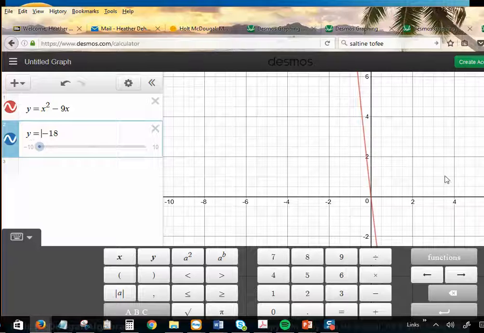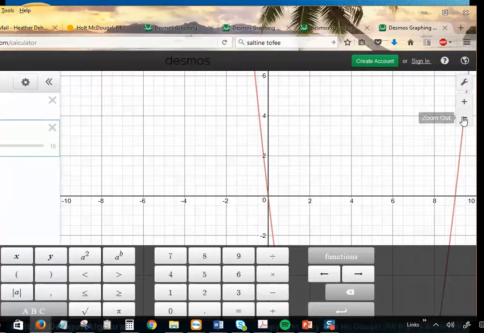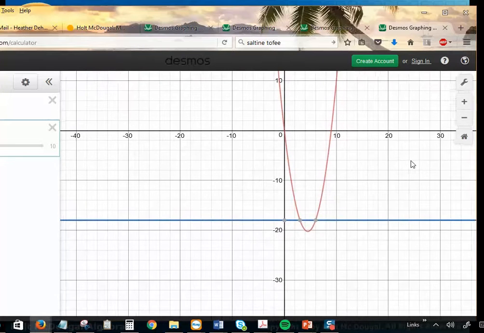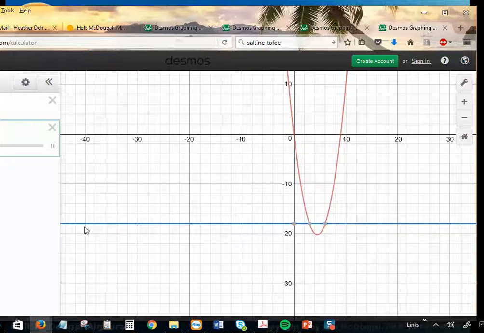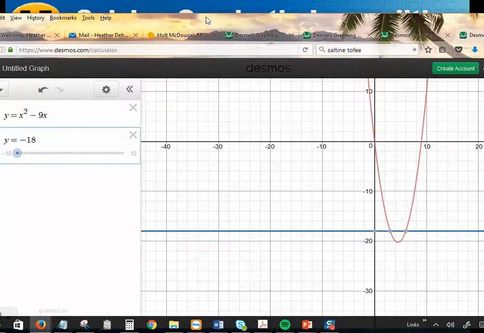Now we have to zoom out because I can't see everything that I need to see. So here's my zoom out button. And I can move it up by just clicking and dragging it. So here's my line. I'm going to move over now so you can see my original equations. So the blue line is y is equal to -18. And the red line is y is equal to x squared minus 9x, which is a parabola.